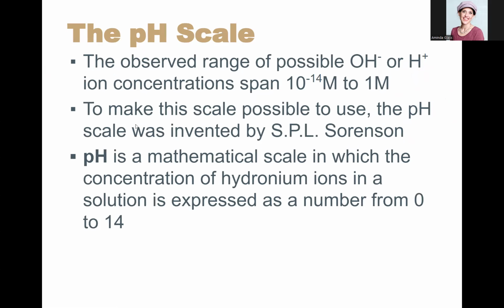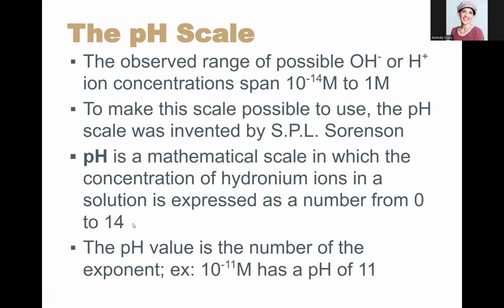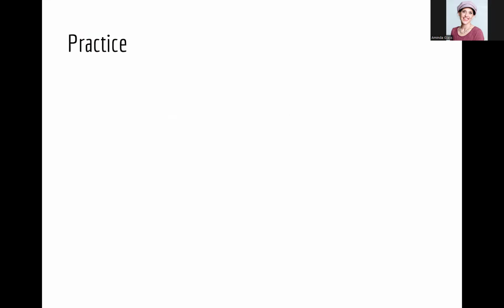pH is a mathematical scale in which the concentration of hydronium ions in a solution is expressed as a number from 0 to 14. The pH value is the number of the exponent. So if we have 10 to the negative 11th, the pH value is 11. If we have 10 to the negative 1, the pH would be 1. 10 to the negative 2, the pH is 2. So you're just going off the exponent.